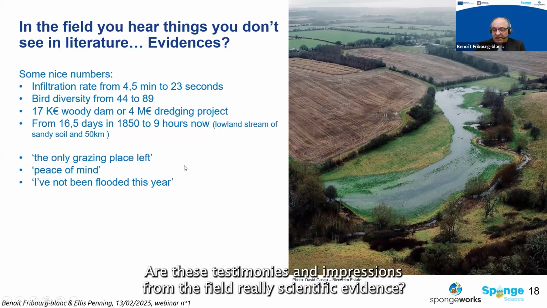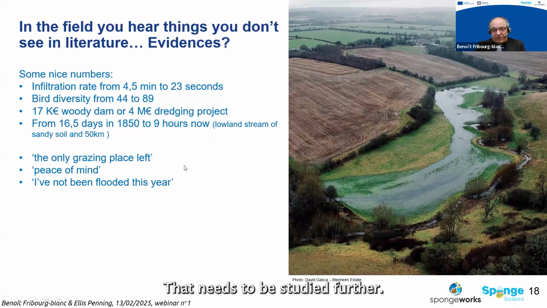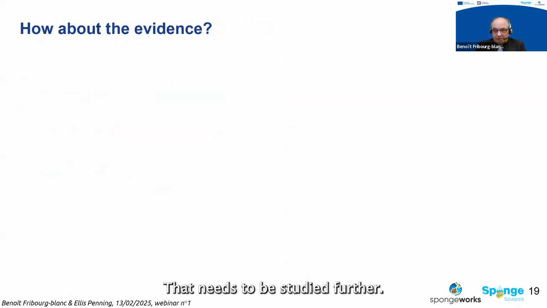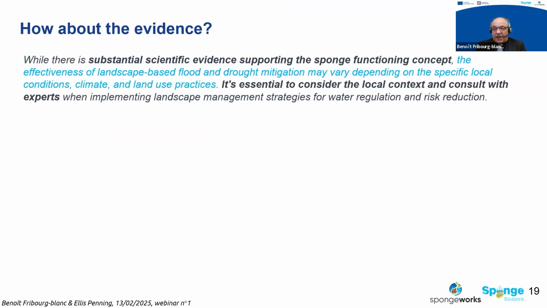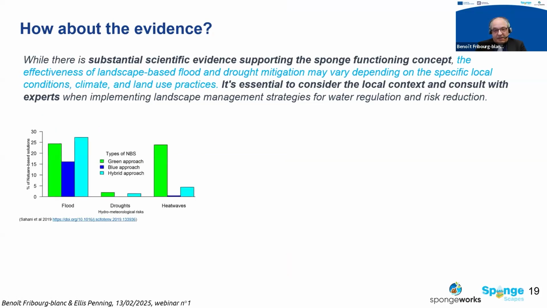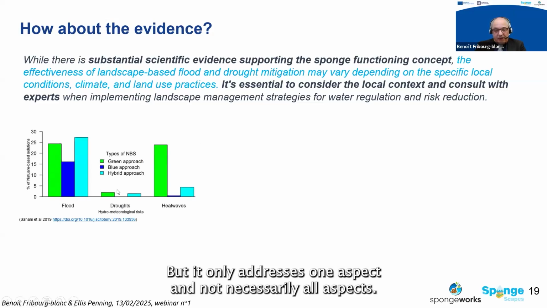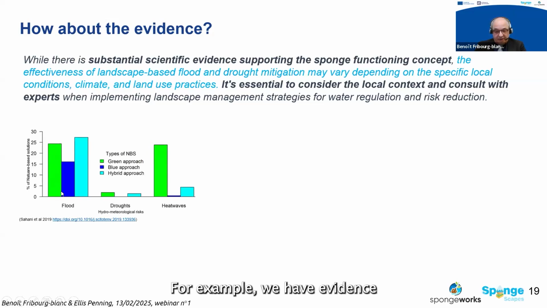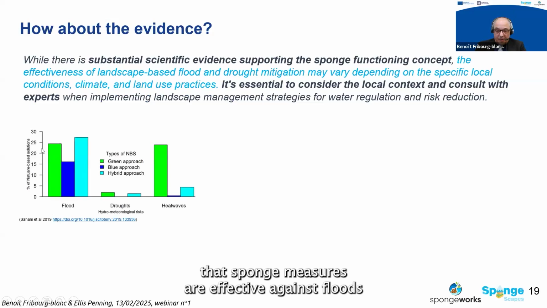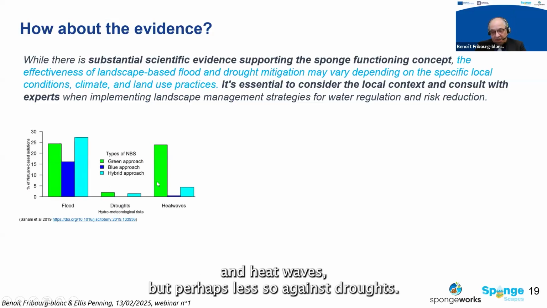Do they really are evidences? This, of course, needs to be investigated further. In fact, there is substantial scientific evidence supporting the sponge functioning concept. But as we can see from this example, they are to some extent addressing one aspect, but not necessarily all the aspects, like flood, droughts, heat waves. We see here that green approach addresses flood and heat wave, but maybe less drought.